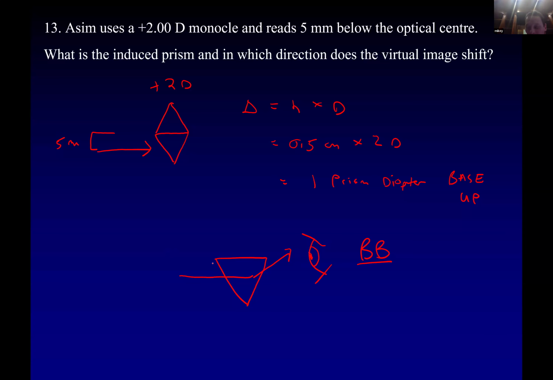My brain doesn't know that the light bent. It just assumes it came straight. And so your brain extrapolates that it's down here. And so the virtual image shifts in the opposite direction. It actually shifts towards the apex. So in this case, it's a 1 prism diopter base up prism. It's physically bending light towards the base. So if you take a laser and shine it through a prism, it bends towards the base. But if you look through a prism, your brain assumes that light has come straight, and so the virtual image shifts towards the apex. So in this case, it's 1 prism diopter base up, virtual image shifts down.